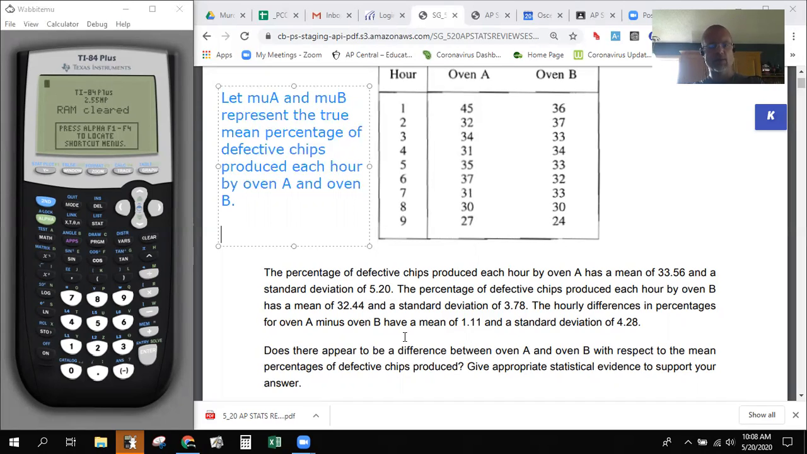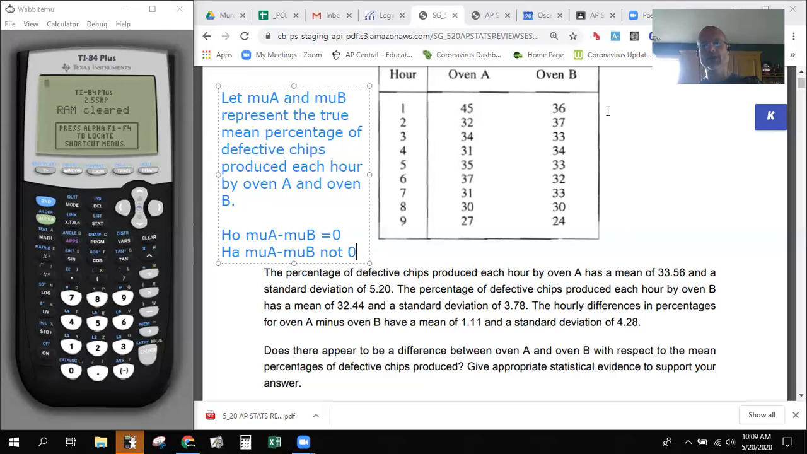So H0 is that mu_A minus mu_B is equal to 0. That means there's no difference between them. And HA is that mu_A minus mu_B is not equal to 0. I don't have a not-equal-to symbol in my texting. So it's a two-tailed test because they ask for a difference. They didn't say whether it's bigger or less. Okay, so now the A.